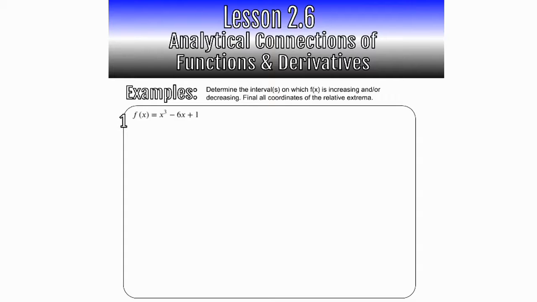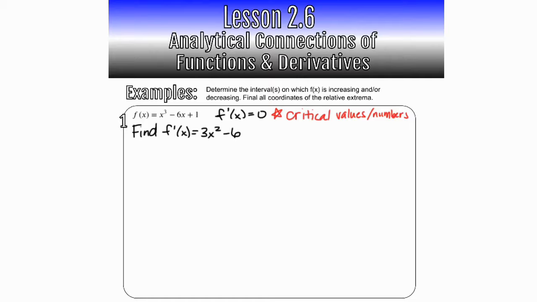So the first thing that we are going to look at is where f prime of x is equal to 0. Those are going to be called critical values, or critical numbers as well. All right, so what we need to do first is find f prime of x, because we can't find the critical values without finding f prime of x. So that's going to be 3x squared minus 6.